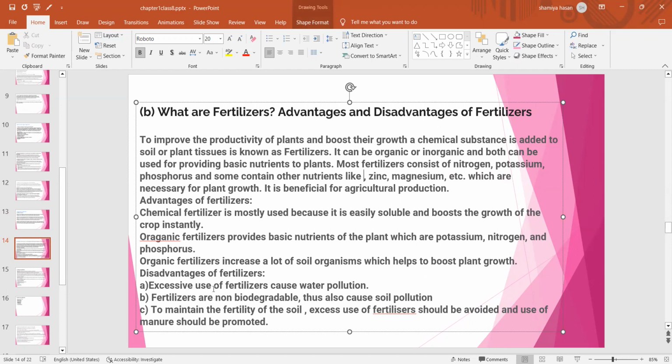Disadvantages of fertilizers. Excessive use of fertilizer causes water pollution. Fertilizers are non-biodegradable, thus also cause soil pollution. To maintain the fertility of the soil, excess use of fertilizer should be avoided and use of manure should be promoted.